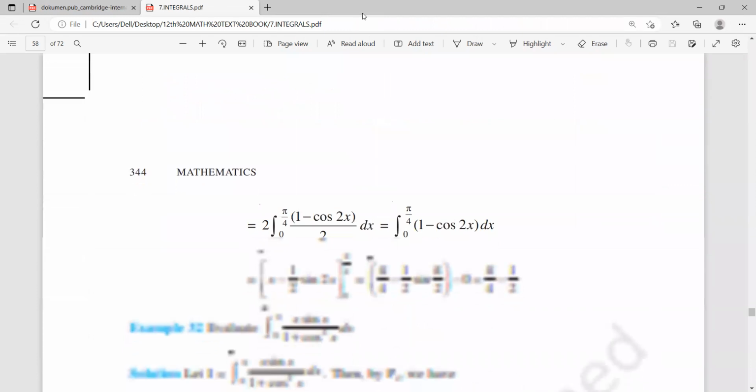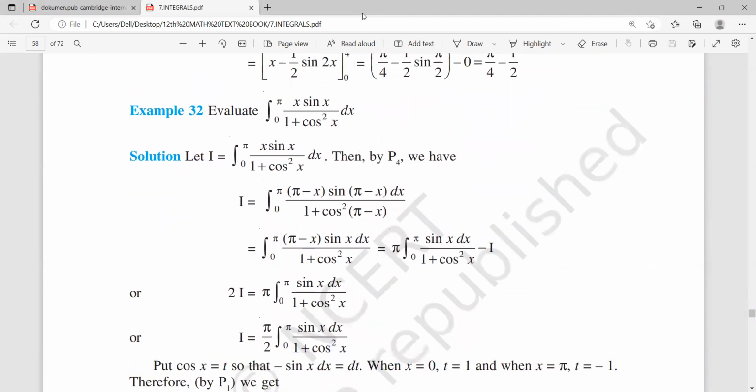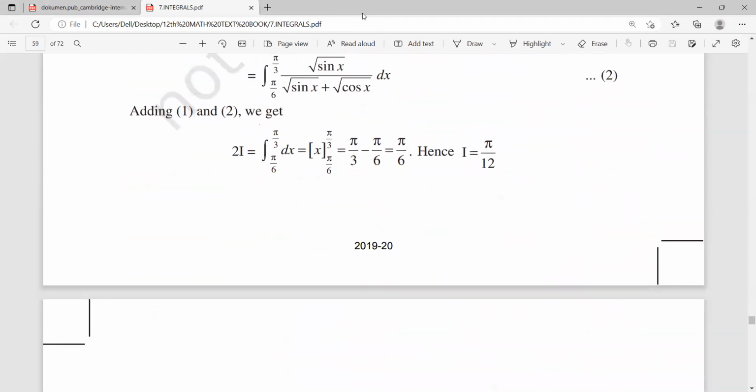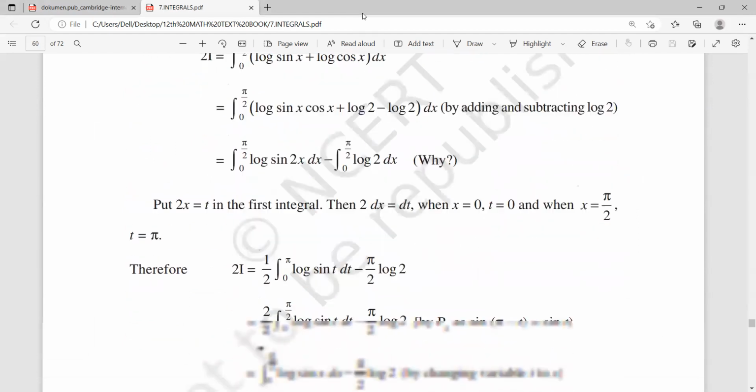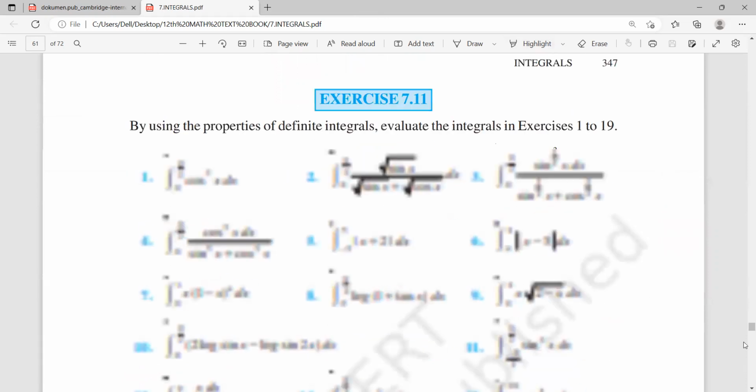Did you learn all these properties, even function, odd function? These properties are clear? Okay, then again I'm going forward.